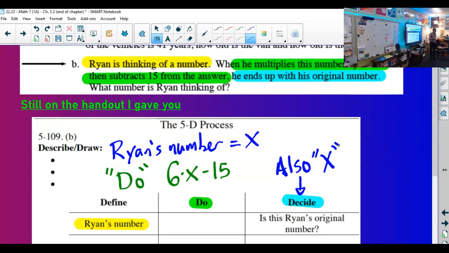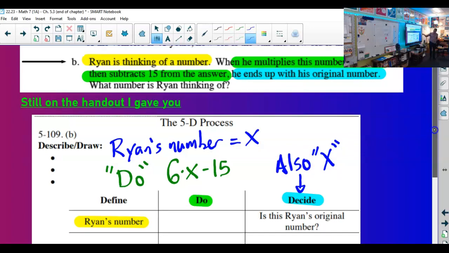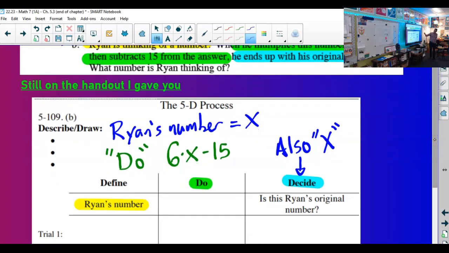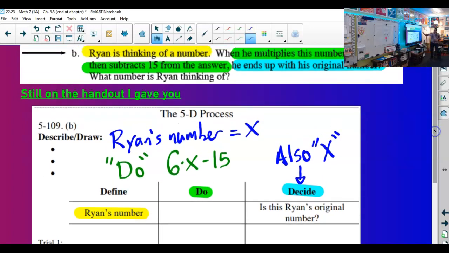So I think what I heard most of us saying is you end up with your number here and your number here. It'd be the same number. It doesn't matter, you can make Ryan's number R, but we just get used to using X. So I heard a lot of people saying when he multiplies his number by 6, so 6x, 6 times x, or x times 6, but it's nice to put the number first, then subtracts 15. So right here we could write 6x minus 15.